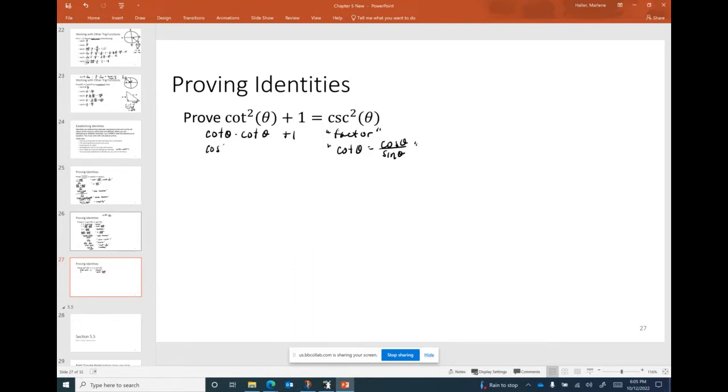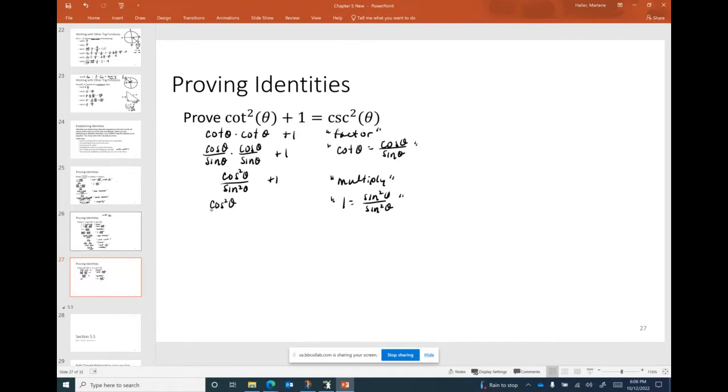So we have cosine theta divided by sine theta times cosine theta divided by sine theta, right? And then plus the 1. Now let's multiply to simplify. Cosine squared theta over sine squared theta plus 1. All right, let's see if we can combine those. We only want one term. So I can multiply that 1 by sine squared over sine squared, right? So 1 is equal to sine squared theta over sine squared theta.